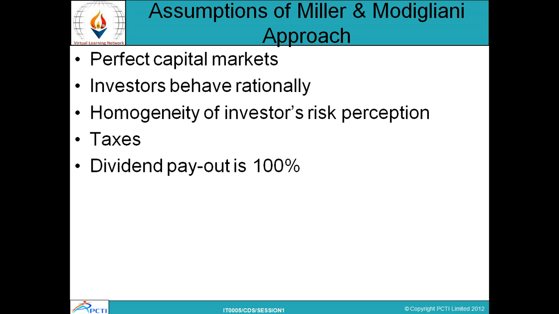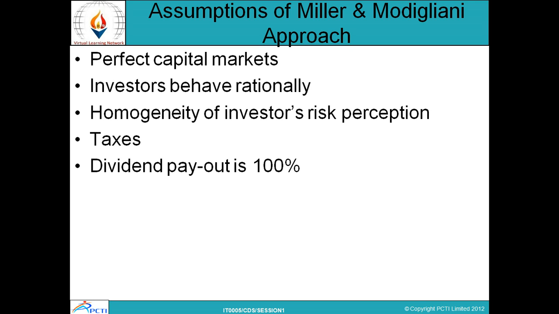Third assumption of the Miller and Modigliani approach is homogeneity of investors' risk perception. Here he assumes that all investors have the same perception of business risk and return, which is not possible. Every business, every industry has a different risk and different returns. You cannot assume that all types of industry, all segments will have the same risk and the same return, because the type of customer is different, the customer profile is different in each industry. So this assumption again applies to the Miller and Modigliani approach.